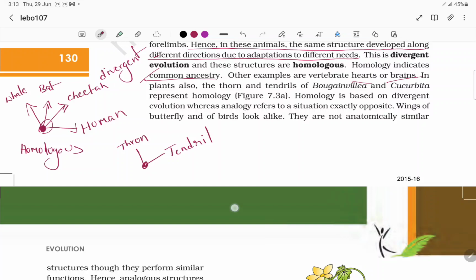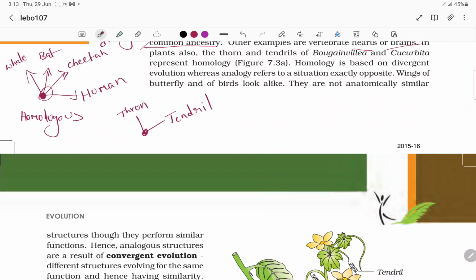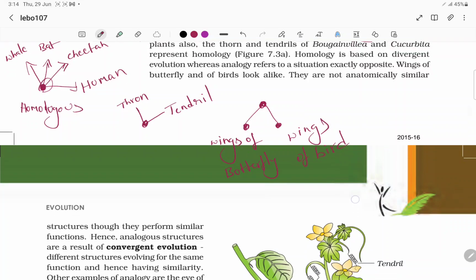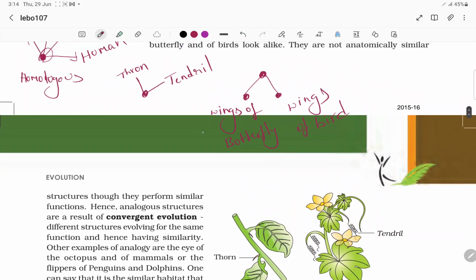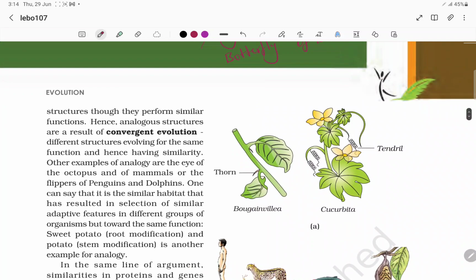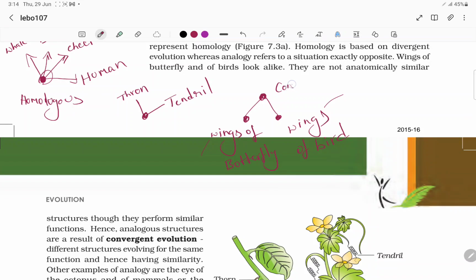Homology is based on divergent evolution, whereas analogy, which means opposite, refers to different morphological characters but the same functions, like the wings of a butterfly and the wings of a bird. They originated from different body parts. They are not anatomically similar structures, but they perform the same function, which is flying. This type we call analogy, or convergent evolution. This one is analogous and convergent, and this is homologous and divergent.